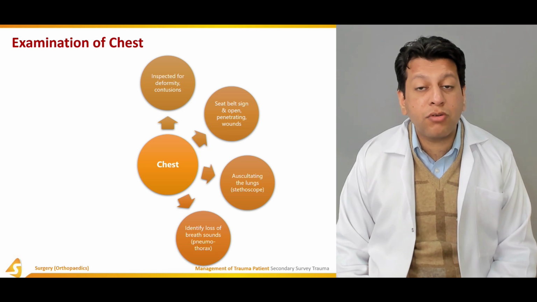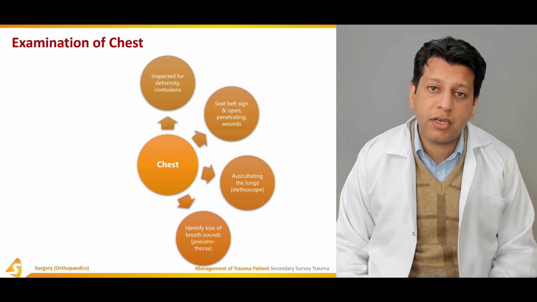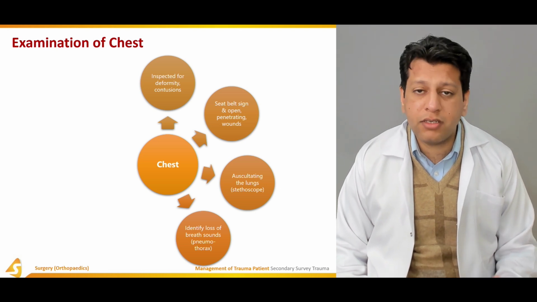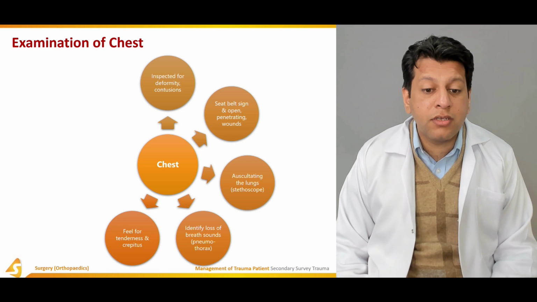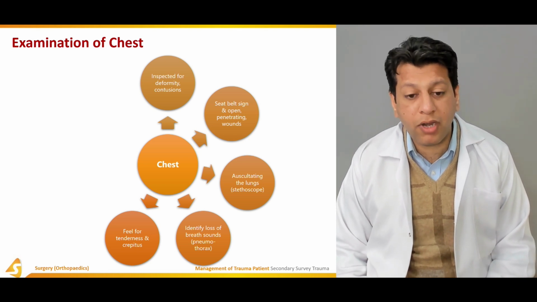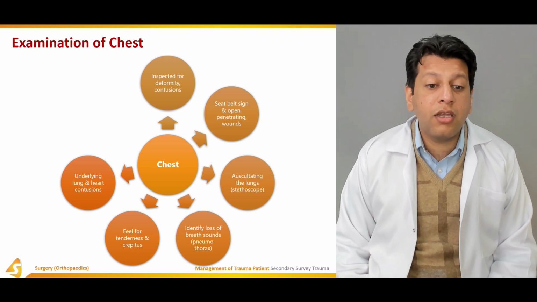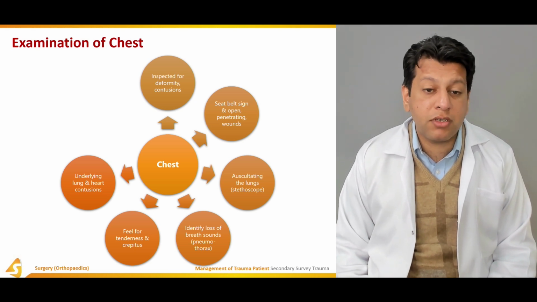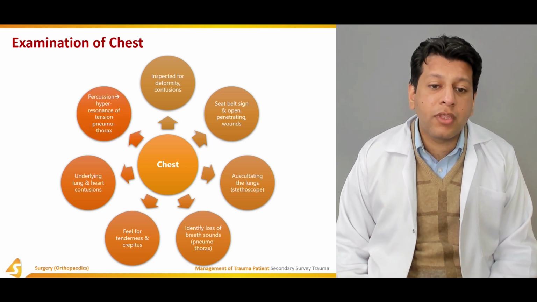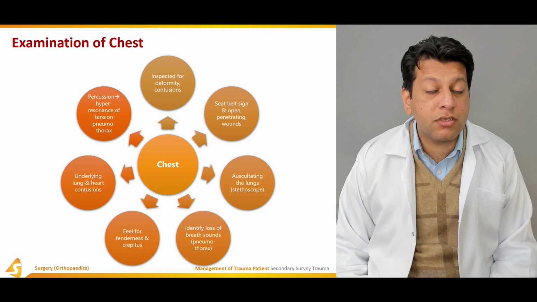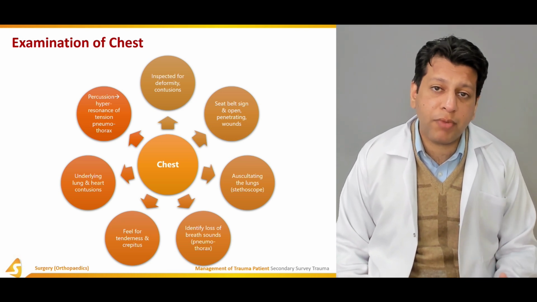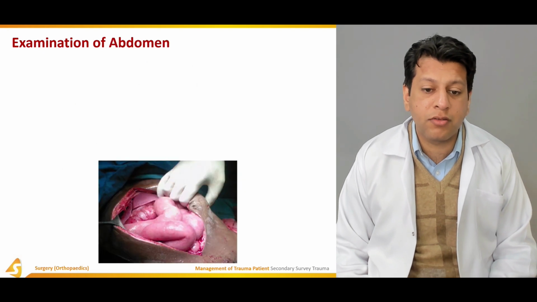Identify the loss of breath sounds, which we probably had by the time we are into the secondary survey. The primary survey has been completed and the chest tube has already been put in place. Then feel for tenderness and crepitus, which may indicate emphysema or rib fractures. Underlying lung and heart contusions may be present as well, which are sometimes diagnosed after the examination. And percuss for hyperresonance. If hyperresonance is present, this means the patient has a pneumothorax. Then move to the primary survey again right from the start.